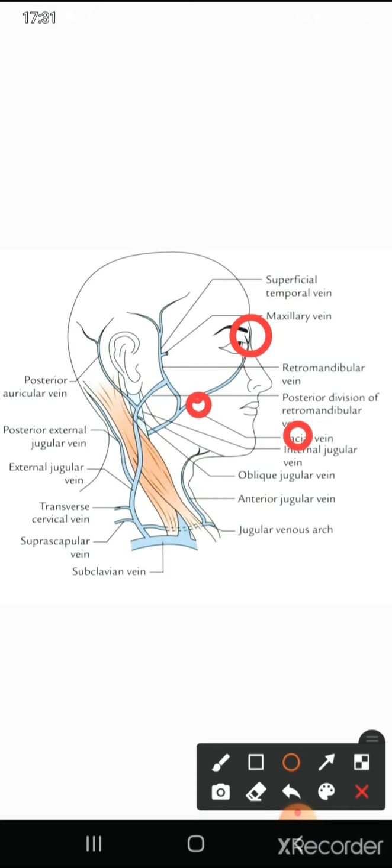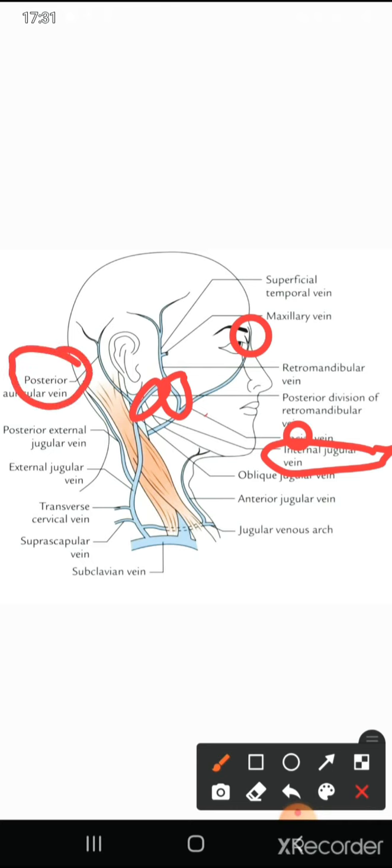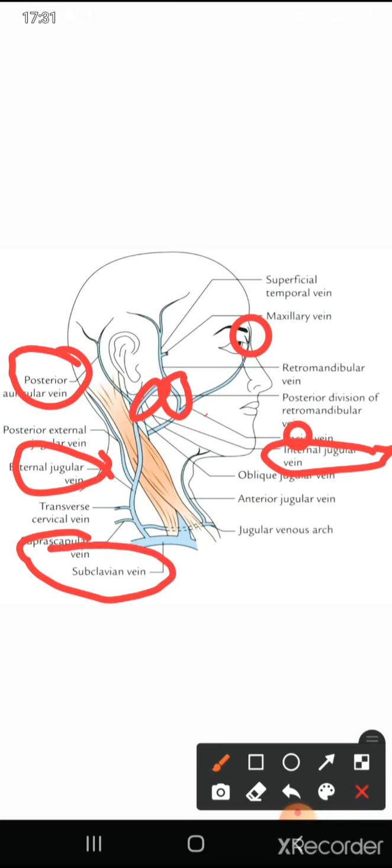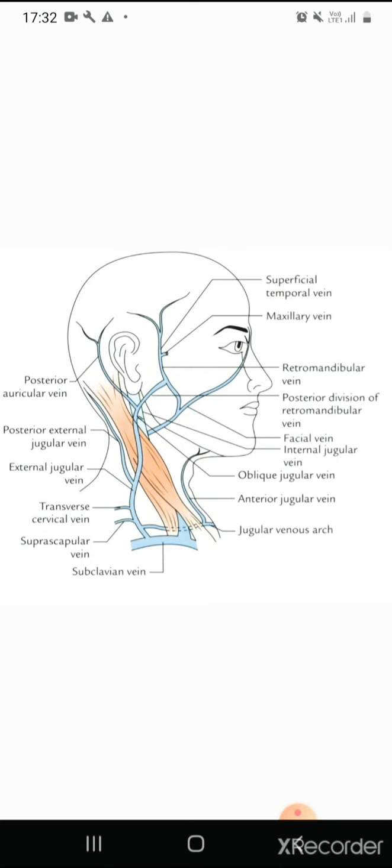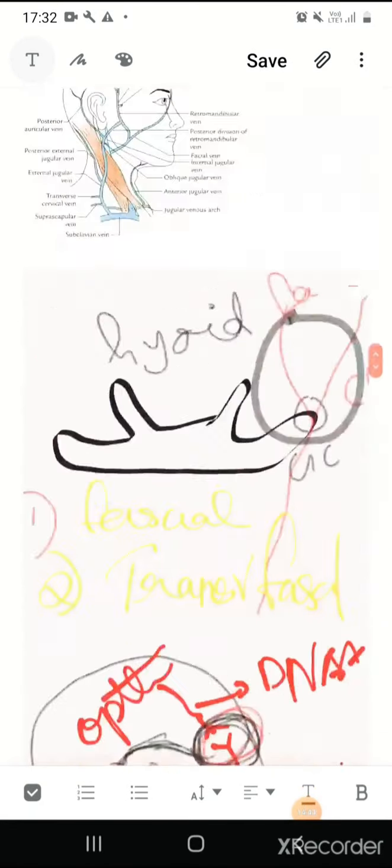Then what happens? This facial vein is going to join with the anterior division of the retromandibular vein to form the internal jugular vein, and the posterior division of the retromandibular vein joins with the posterior auricular vein to form the external jugular vein, which drains into the subclavian vein. So just simple. Just as I am drawing, please go through the figure also, so that you will be able to appreciate that. So that's the venous drainage of the face. With that, we have completed the blood supply of the face.